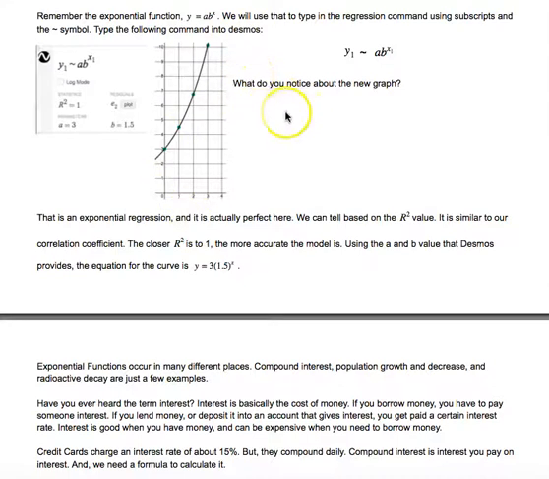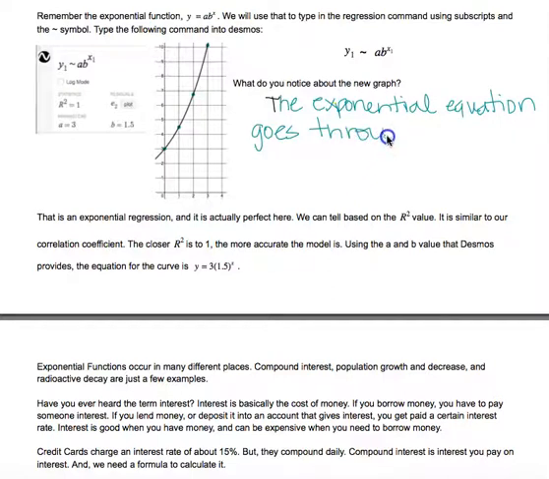All right, hopefully you said the exponential equation goes through all of the points. So the line didn't go through any of them. This goes through all of them, which means that this is a perfect fit. This isn't just the equation of best fit, this is the equation because it touches all of the points.